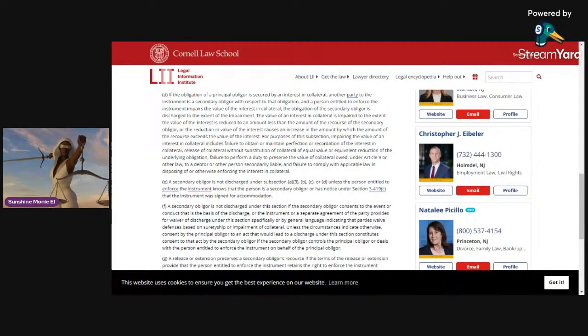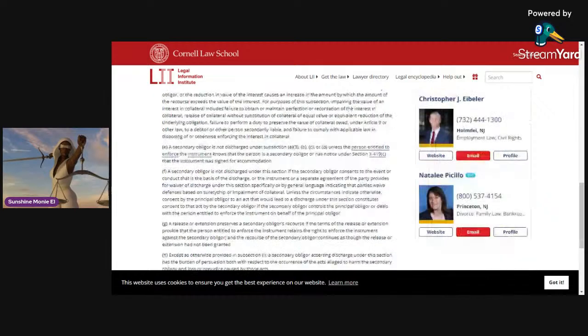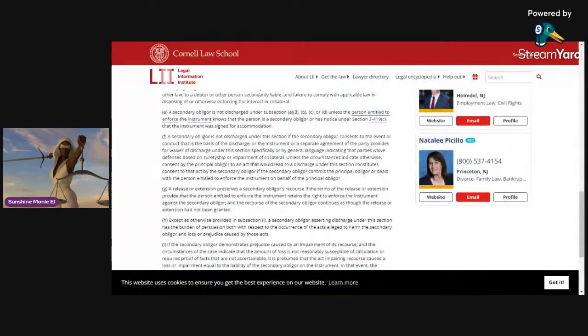A secondary obligor is not discharged under subsection 3, A, 3, B, or C, or D unless the person entitled to enforce the instrument knows that the person is a secondary obligor or has notice under section 3-419C, and that instrument was signed for accommodation. Okay. So if you decide to sign some extra stuff on your own, that's your business.